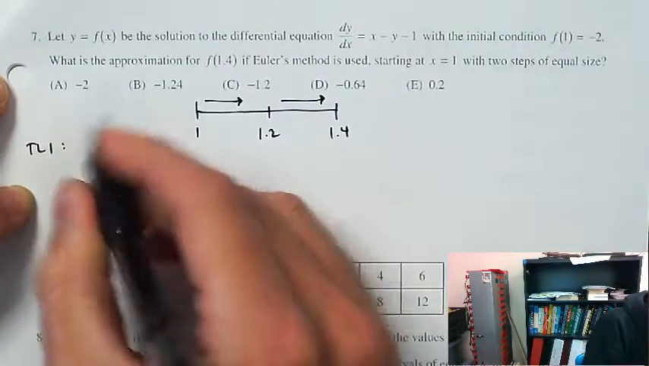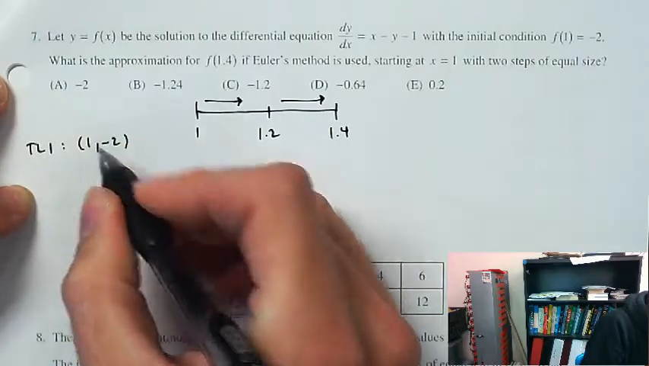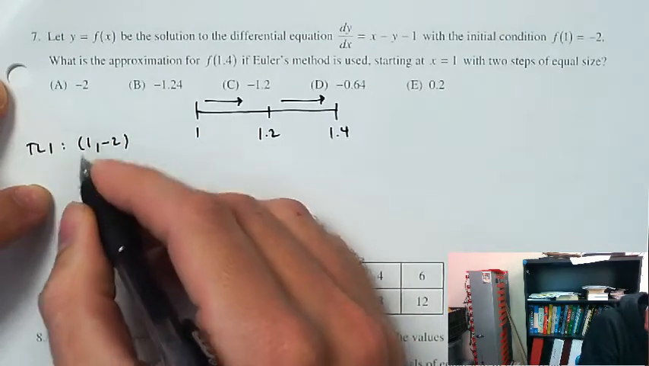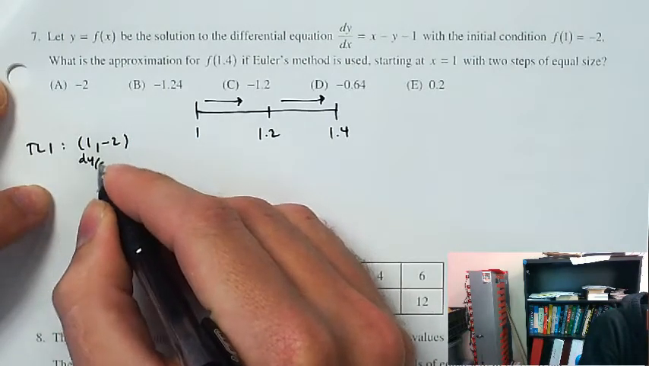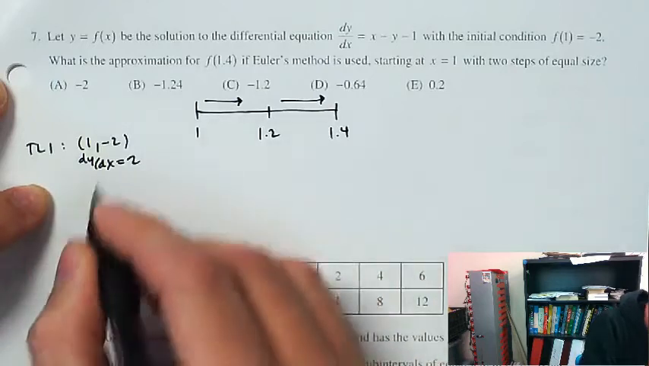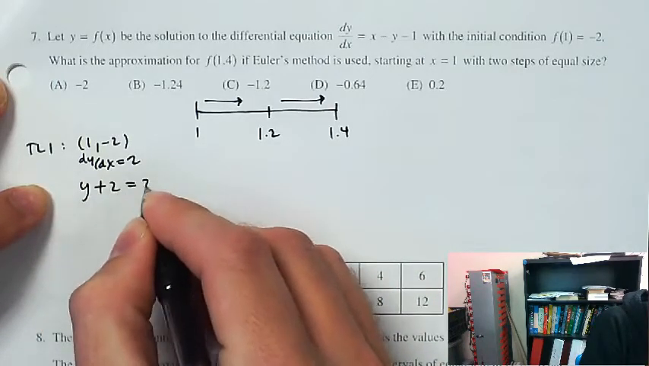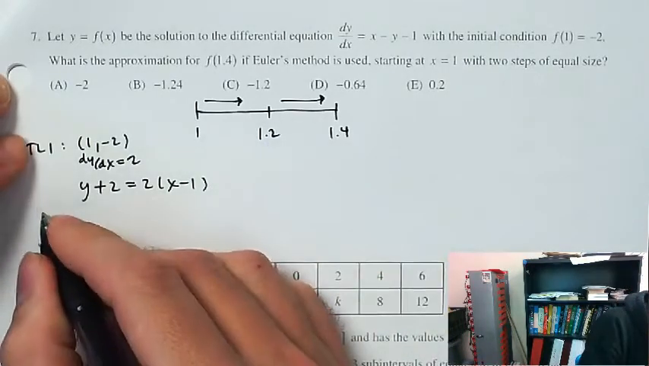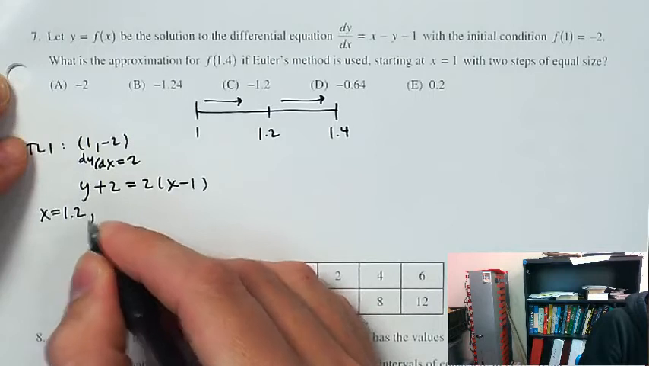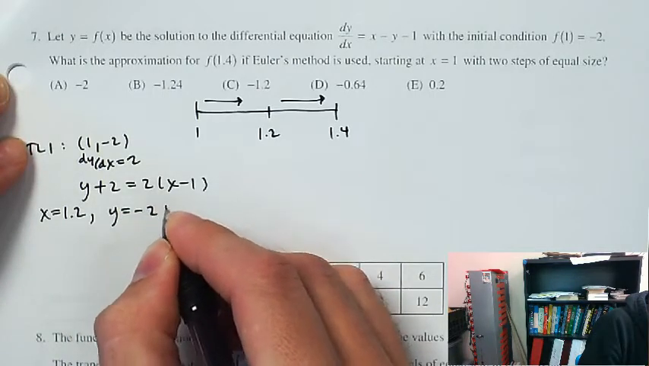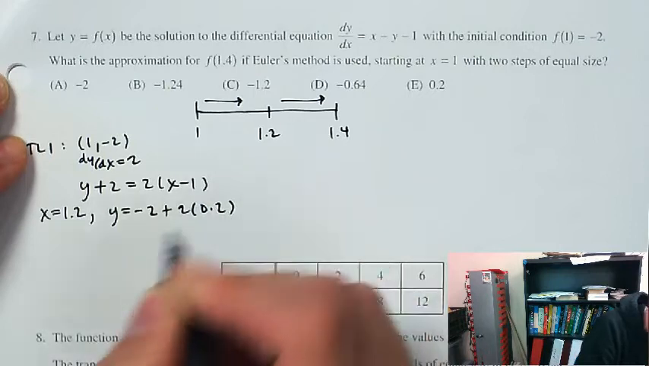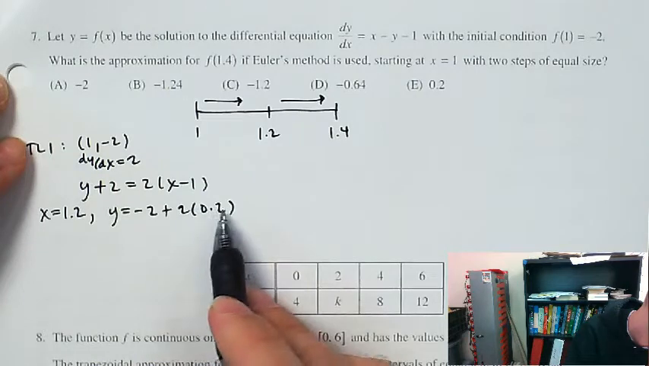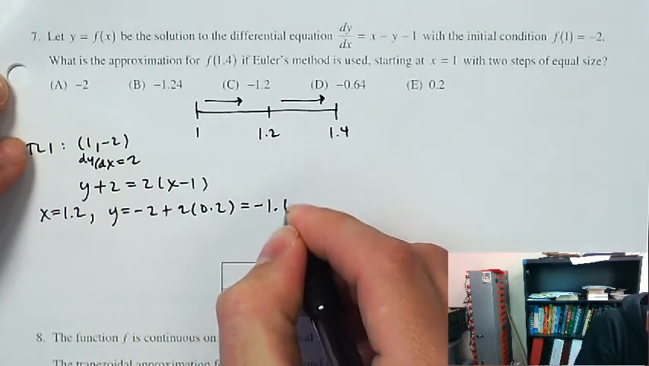Okay, my first tangent line, I've got a point. I've got a slope, x minus y, minus 1. 1 minus negative 2 is 3, minus 1 is 2. Okay, the equation is y plus 2 equals 2 times x minus 1. I'm going to plug in my first step, x equals 1.2. Y would be negative 2 plus 2 times 0.2. And let's see, that would be negative 2 plus 0.4, which is negative 1.6.